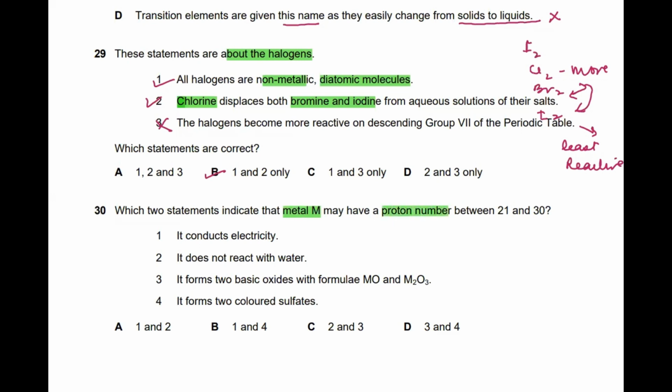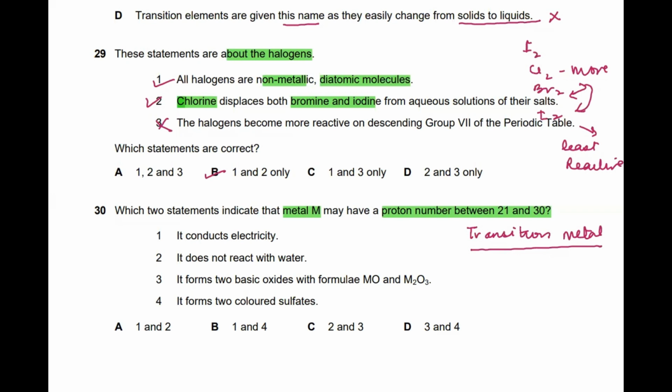Which two statements indicate that the metal M may have a proton number between 21 and 30? Between 21 and 30, check your periodic table for this. These are your transition metals. And transition metals have some peculiar characteristics. They have different properties. Some of the properties differ from group 1 and group 2, right?